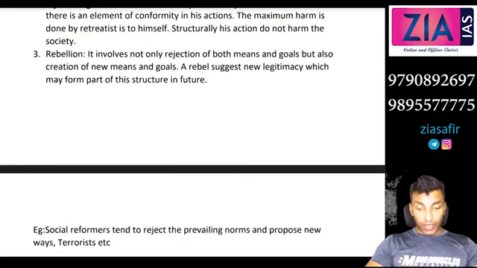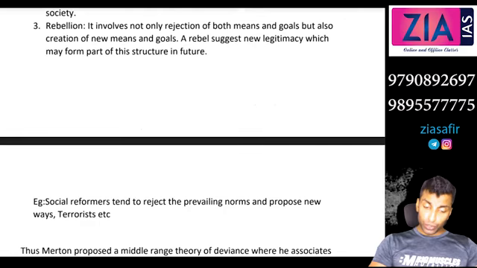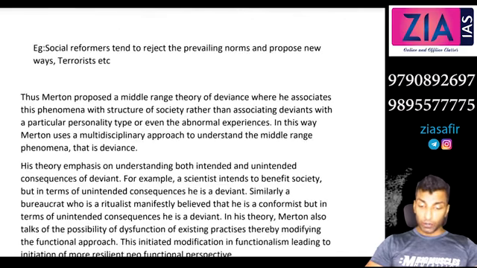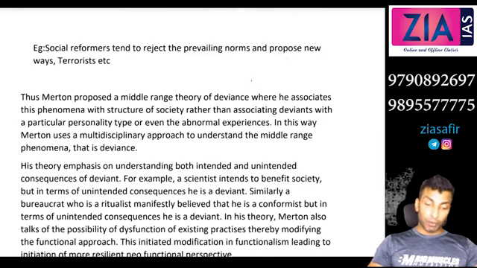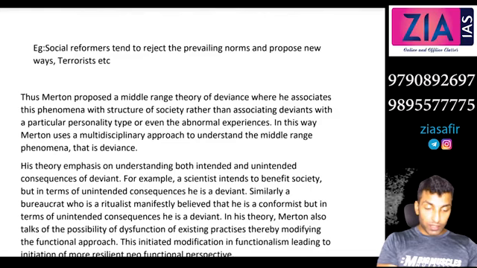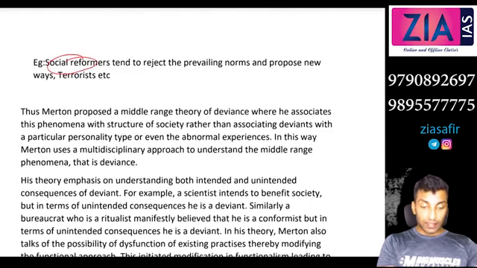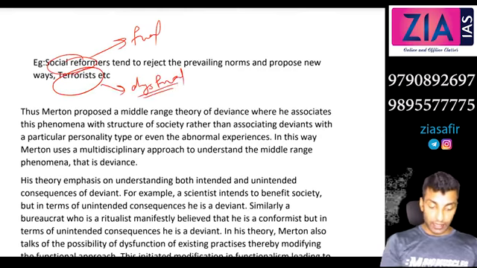Rebellion involves not only rejection of both means and goals, but also creation of new means and goals. A rebel suggests a new legitimacy which may form part of the structure in future. For example, social reformers reject the prevailing norms and propose new ways. Raja Ram Mohan Roy rejected sati and proposed a new situation, and that became history. So this is functional. Then terrorists, this is dysfunctional. So you can see functional and dysfunctional in almost all the cases.